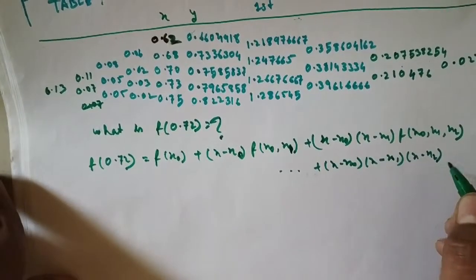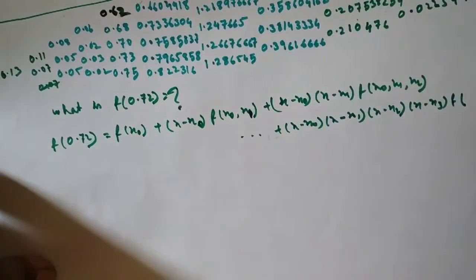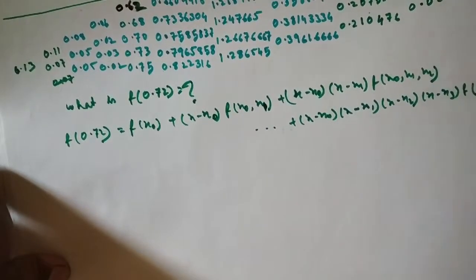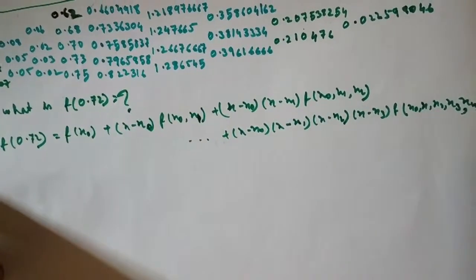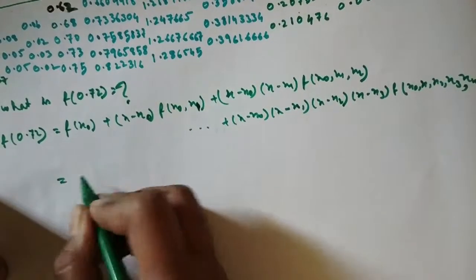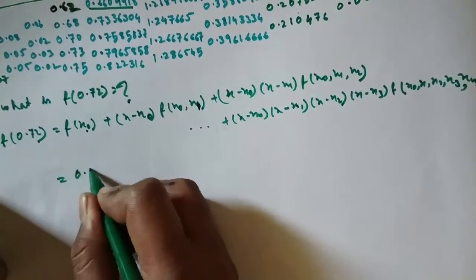x minus x0 into x minus x1 into x minus x2 into x minus x3, and f of x0 x1 x2 x3 x4. Okay, I hope it is visible. So now just put the corresponding values.